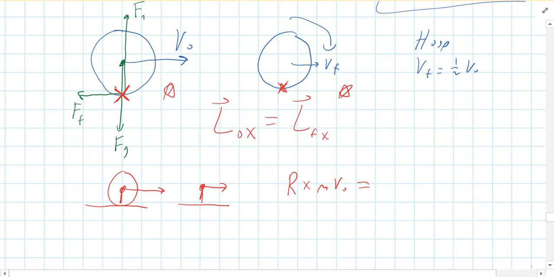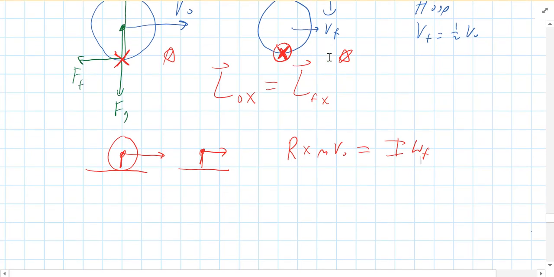Afterward, well, now we're rolling. So it's as if this object is spinning about this x. That's the only point of the hoop when it's rolling that's not moving at that moment. So we're going to use I omega final. It's an object rotating about this x.